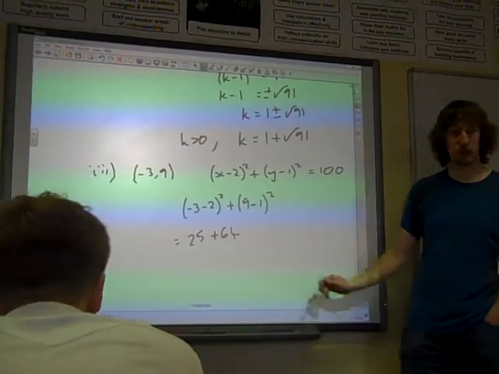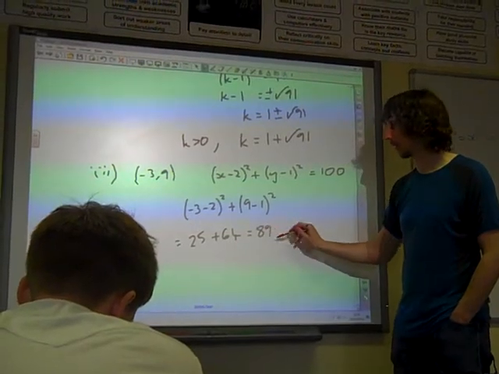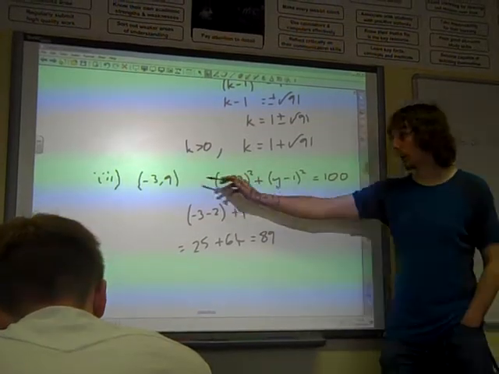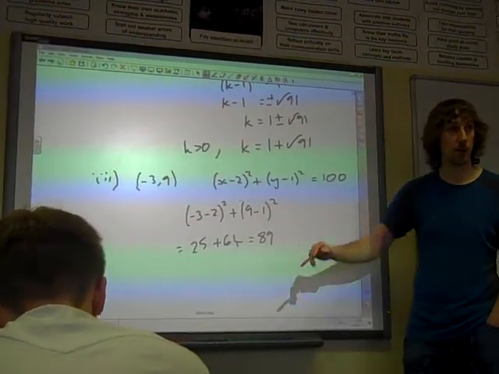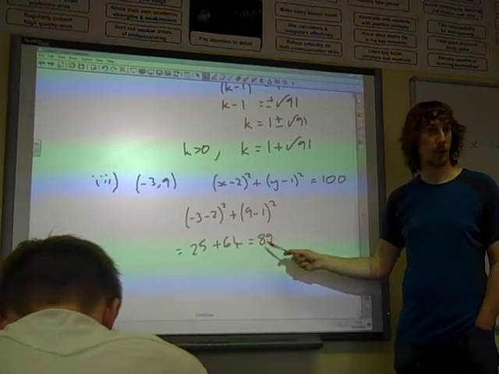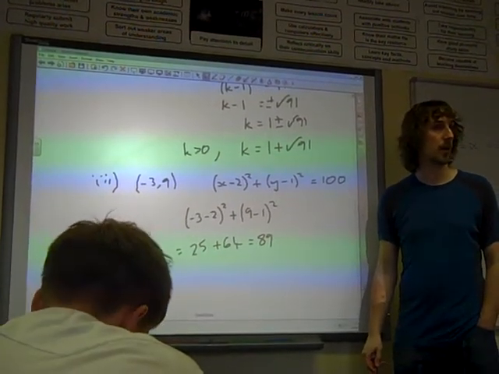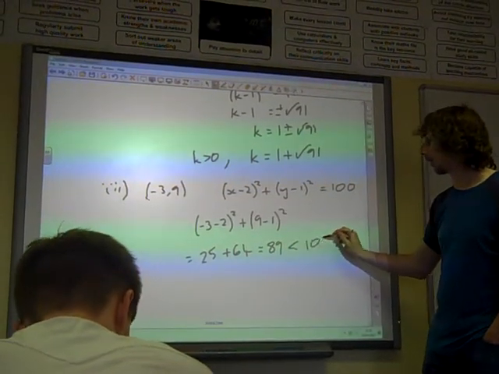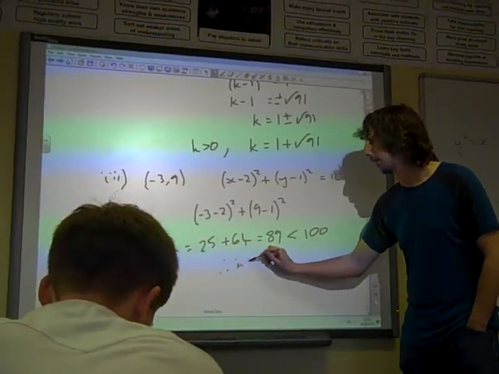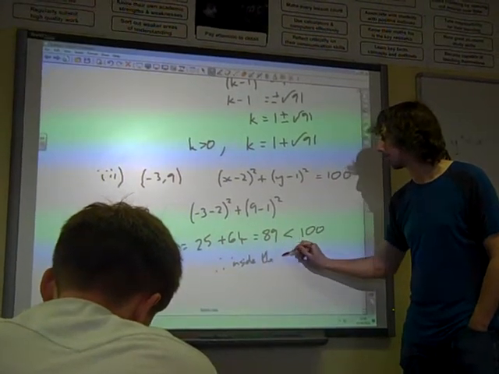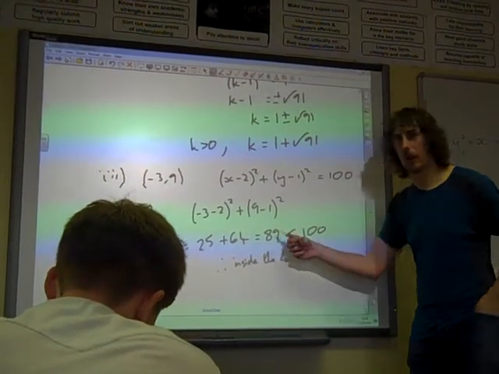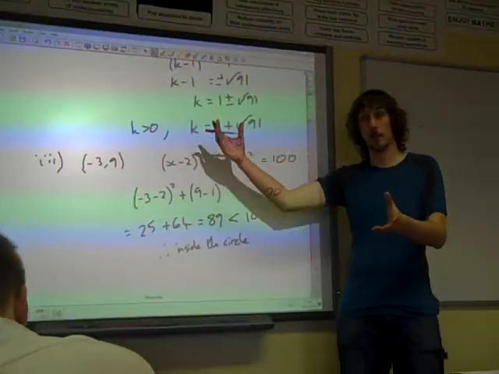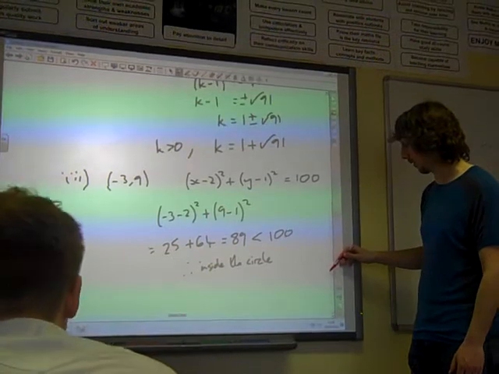Which is 89. Which means the distance of the point minus 3, 9 from the centre of the circle is the square root of 89. And the square root of 89 is less than 10. That's less than 100. So it's inside the circle. If that had come out as being exactly 100, it would have been on the circle. More than 100, it would have been outside the circle. That's all there is to it.